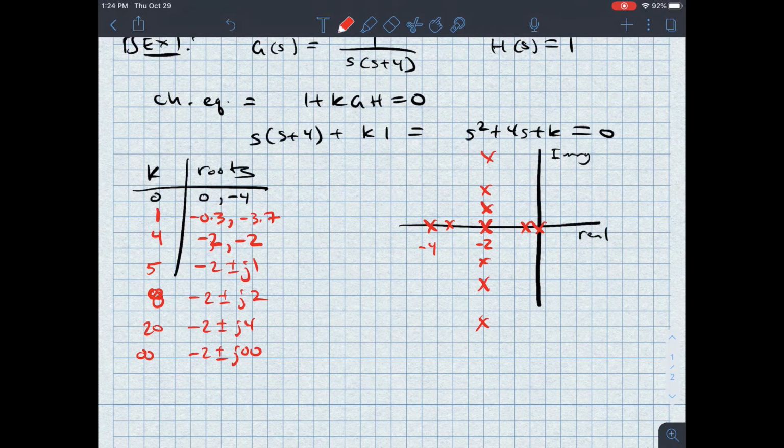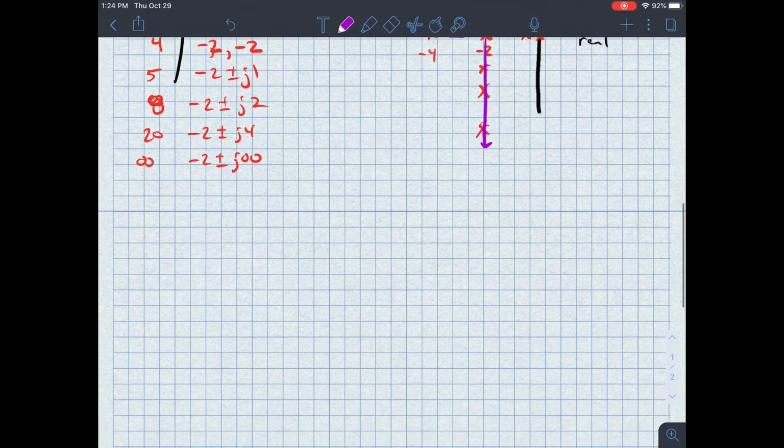And so if I were to draw a line here representing the connection of these poles, it looks like I have a path which the poles will follow as I increase K. And that is really what a root locus is. A root locus plot is designed to capture the movement of the closed loop poles as I increase a value of K or change another system parameter.